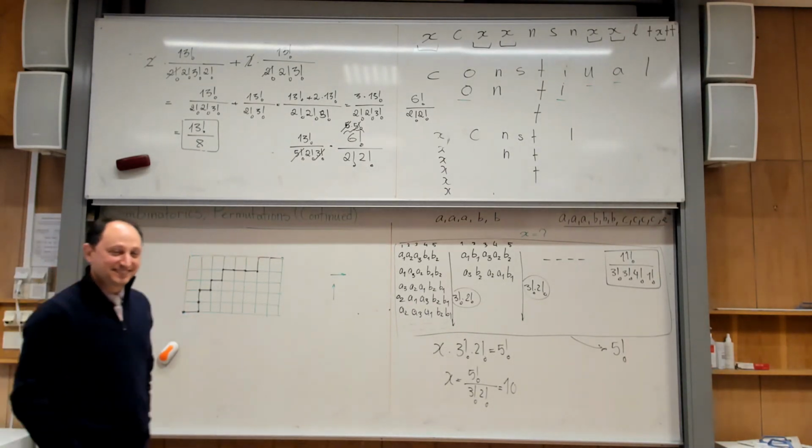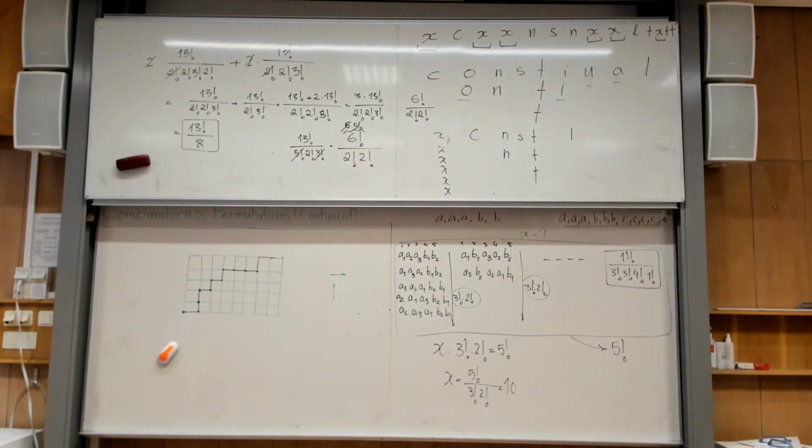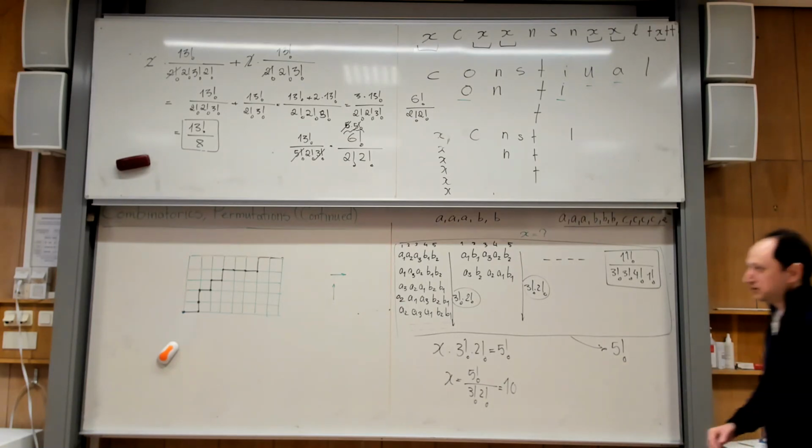Yes, Ruben? I think 13 factorial over 8 factorial times 5. But I don't know. Tell me about your strategy.